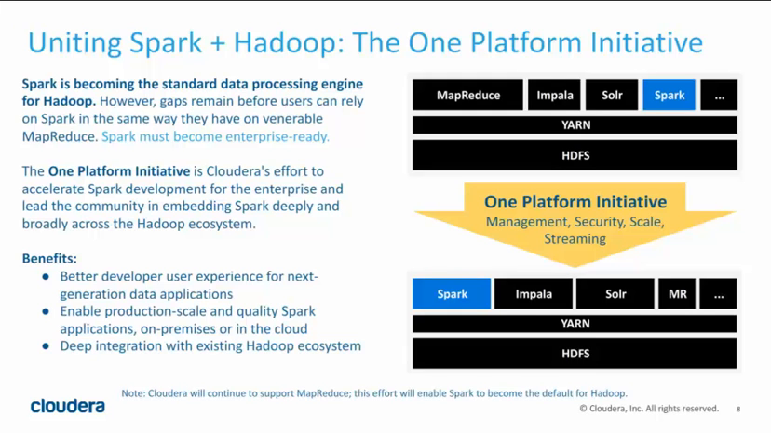But of course, there's a bunch of work that still needs to be done before all enterprises across the globe can use Spark for mission-critical applications. And right now, the community and Cloudera are at the forefront of that movement to make Spark enterprise-ready and seamlessly integrated with the other components of the big data ecosystem.